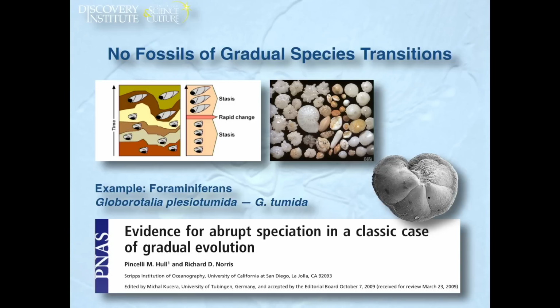There was a famous textbook example. Actually, there were only 3 major textbook examples for the species-to-species transition development. And a recent study showed evidence for abrupt speciation in a classic case for gradual evolution. It was refuted by looking more closely at the different species, and it was discovered there are cryptic species, hidden species that only gave the appearance of a transition.